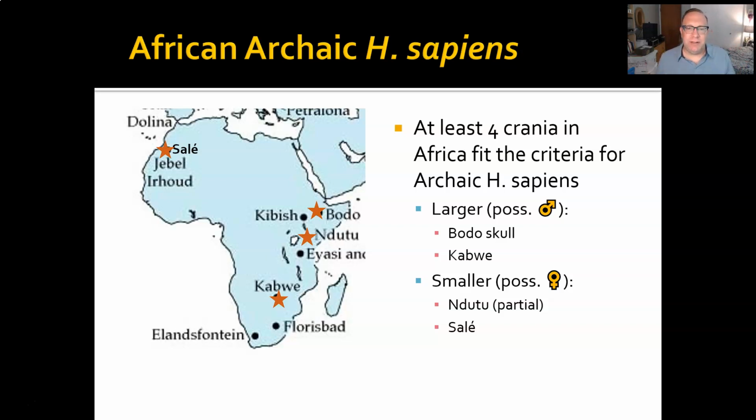African archaic Homo sapiens, we don't have a ton of crania. We have other remains, but crania are a little limited for us. We've got 4 that fit the criteria for archaic Homo sapiens. 2 of them are larger, 2 of them are smaller. We'll talk about it in a little bit, but we're not certain whether those represent regional differences, differences in time, or sexual dimorphism. It's difficult to tell with so little data to work with. The first 2 I want to talk about are Boto, which you can see up around the Horn of Africa here.